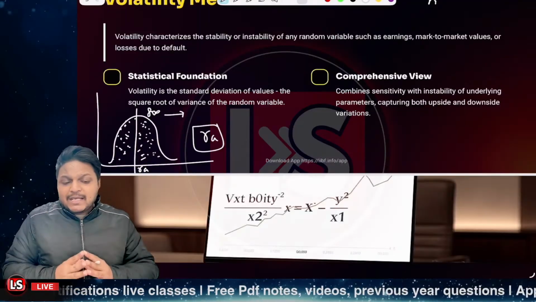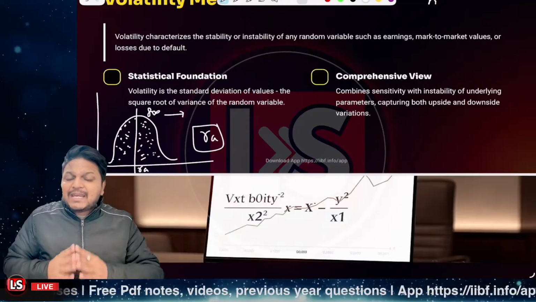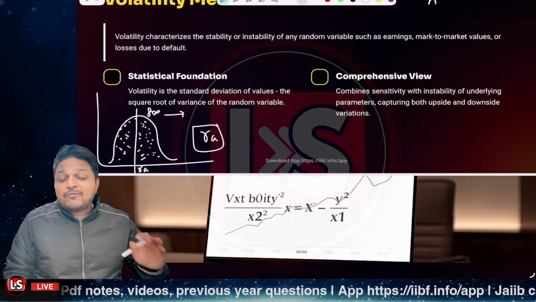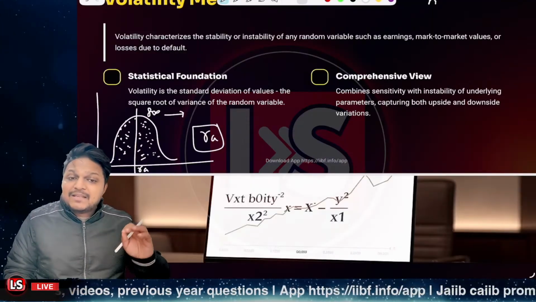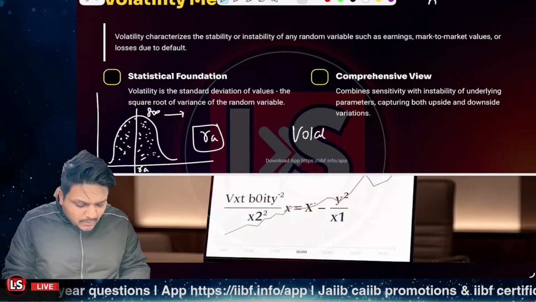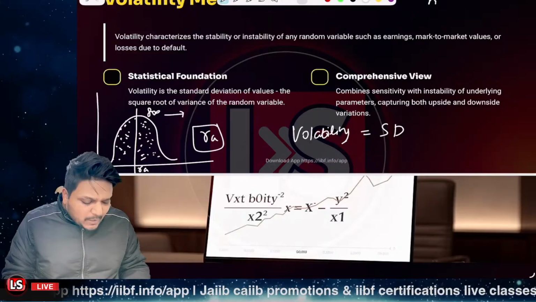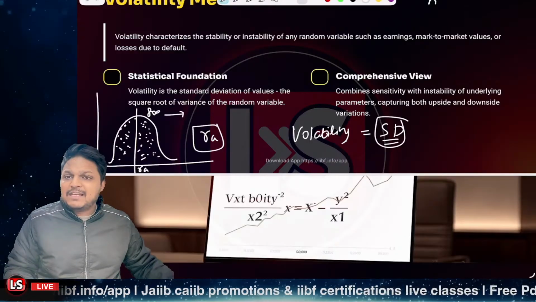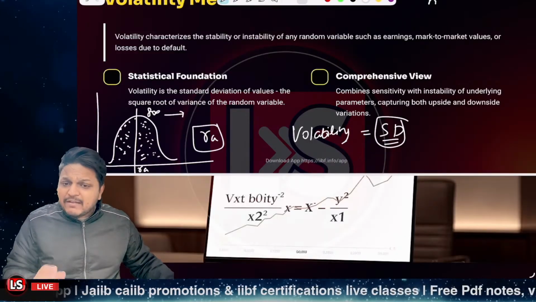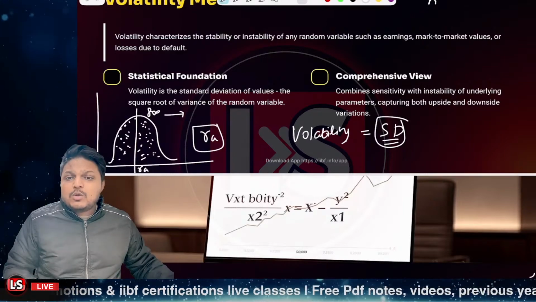So volatility is telling you about the changes, it is telling you about the certainty and the uncertainty, and volatility is none other than the standard deviation. So we can simply say that when we are talking about volatility, it means we are going to talk about the standard deviation. Is that clear so far? So standard deviation tells you about the changes.